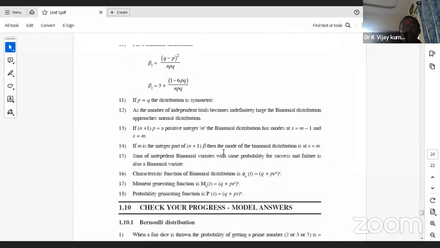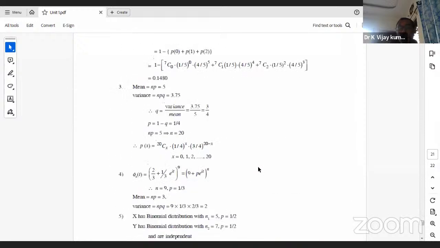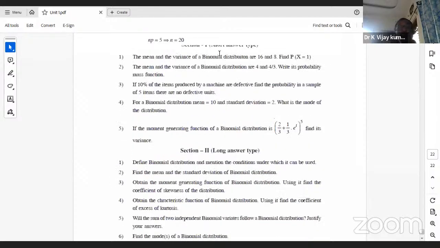Already I told here, phi of x is equal to (q plus p e power it) whole power n. Moment generating function M of x is equal to (q plus p e power t) whole power n. There is no change in the characteristics of the binomial. Probability generating function is also (q plus p s) whole power n, with e power t in place of s. We are writing this one. So these are the basic formulas in this first unit.